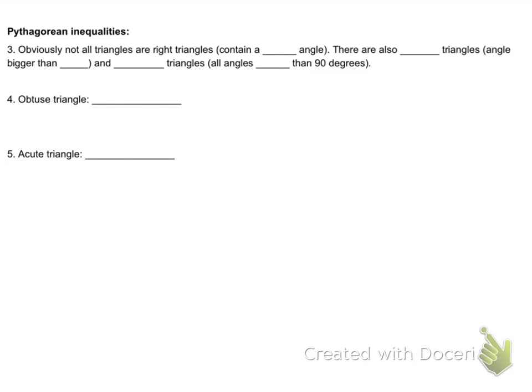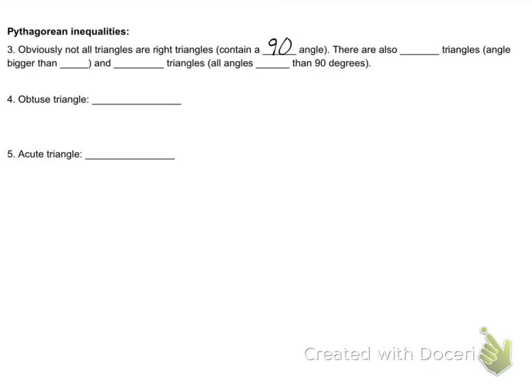This is Geotrig Lesson 3, Day 2 of notes. And so we're just going to keep on going here with the Pythagorean Theorem and Inequalities. What's kind of cool about this is that obviously not all triangles are right triangles. Right triangles are pretty special. They happen to have a what? 90-degree angle, as the first blank says.